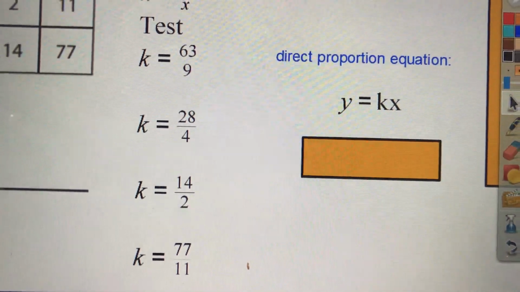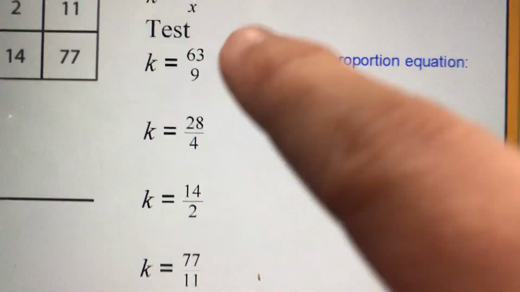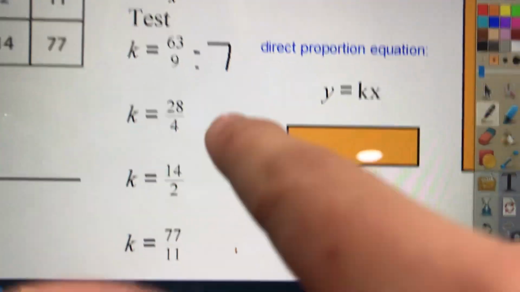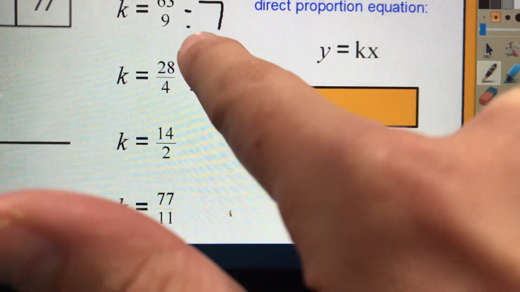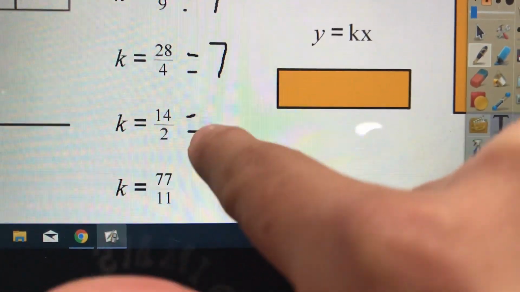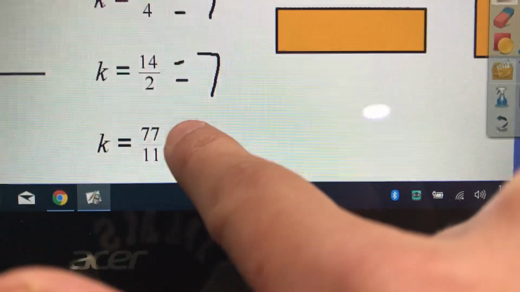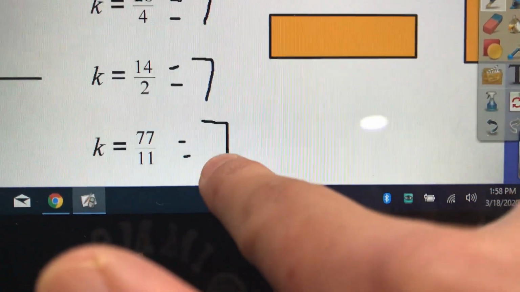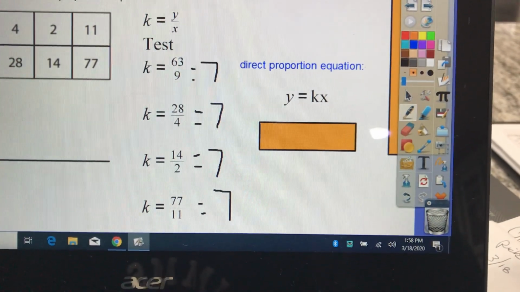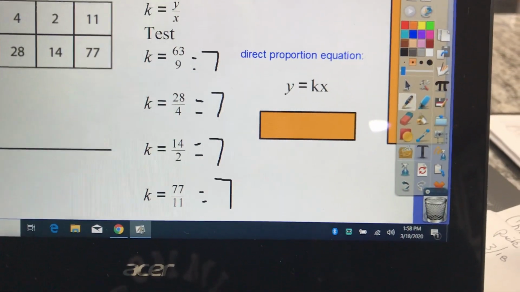For some reason, the fraction line is invisible on the first one. But if you did this work and you divided each time, you would find that your answer is always 7. My stylus is not working, so I have to use my oversized fingertips to make these 7s, and hopefully that doesn't bother you. But what do we have here? We have a constant. Every time we tested the Y divided by X, out popped a 7, which means that our K is, that's right, 7.